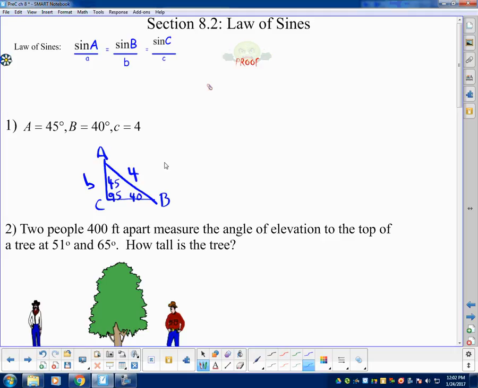So I am looking for B. Did I ask you to find A as well? Oh, okay. When it says solve the triangle, then what am I asking you to do? Find everything, all 6 parts. So I have the 3 angles. That's done. I have one of the sides. What ratio could I set up to find, for example, side B?